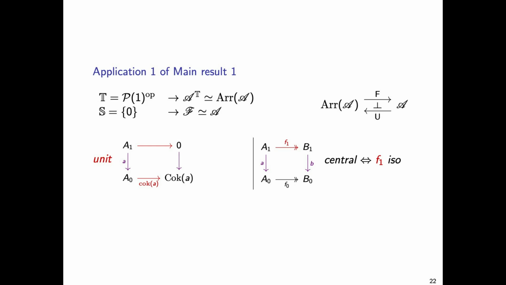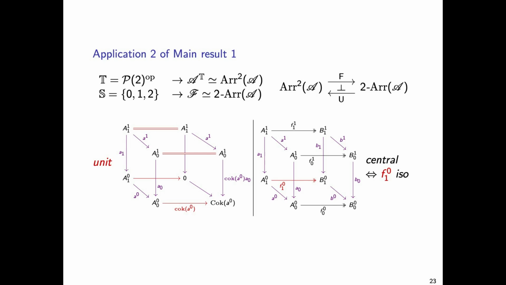So first, consider the adjunction between the 2-arrow category of A and A itself. So given a morphism A from A1 to A0, F maps it to the cokernel of A, and then U maps it to the morphism from 0 to the cokernel. And given an extension F from an arrow A to an arrow B, this extension is central if and only if the component F1 is an iso.